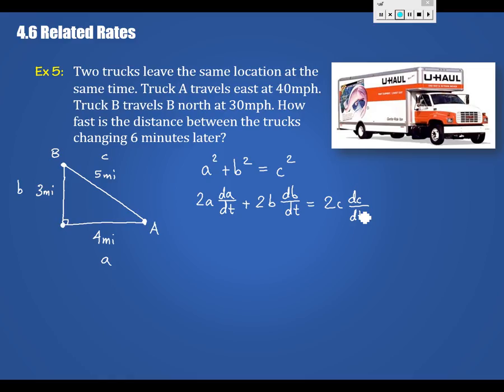And we know dA/dt and dB/dt. dA/dt is 40 miles per hour. dB/dt is 30 miles per hour. And we seek dC/dt. So I think we have everything.